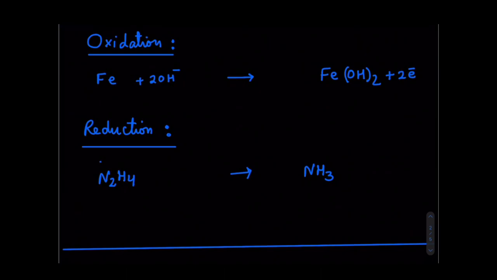So we can say that the oxidation half cell reaction is complete. We have balanced iron atoms whose oxidation number is changing. We have balanced the charge and we have also balanced hydrogen and oxygen atoms. So oxidation half cell reaction is balanced.